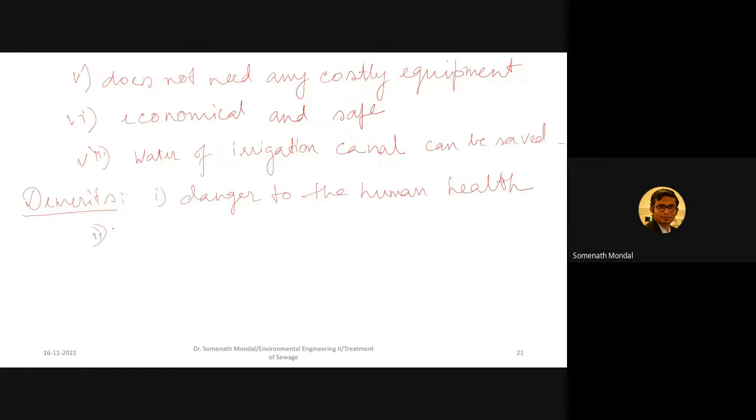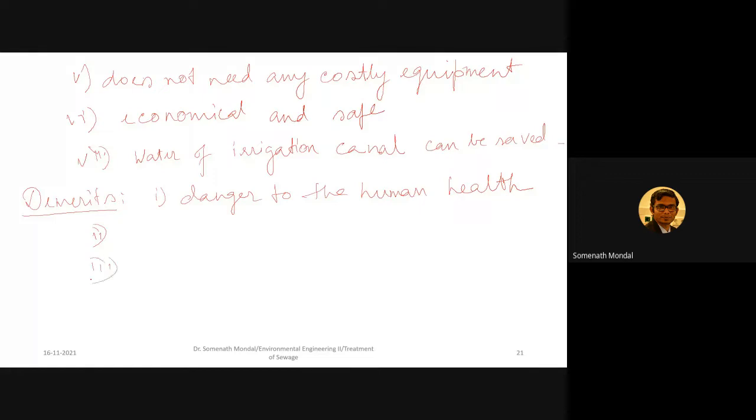Number two, there is a psychological problem. Crops grown on sewage farms are generally not liked by the ordinary public. So this is a psychological problem. There is no such problem as far as nutritive value and vitamins are concerned. Even it is beneficial, which we have seen. However, this psychological problem is there.